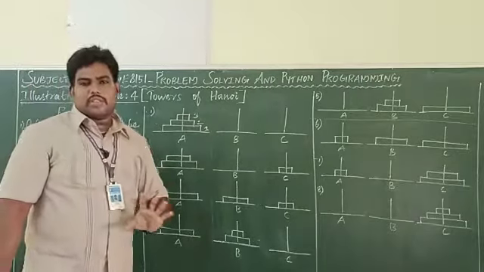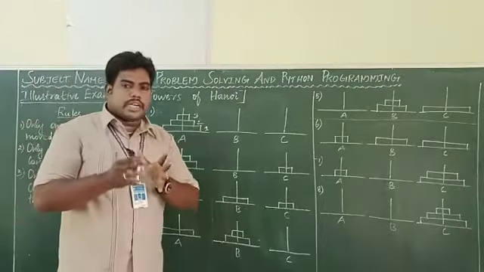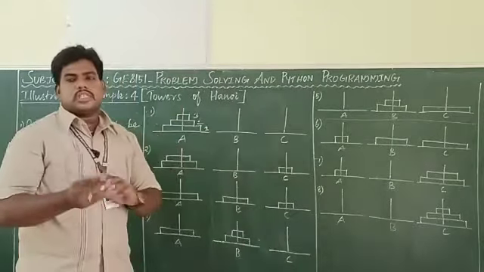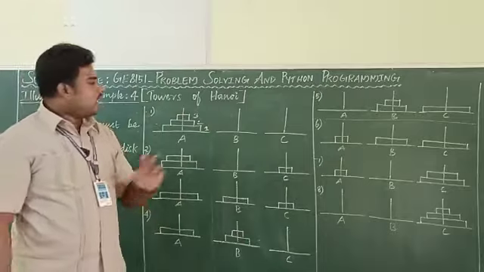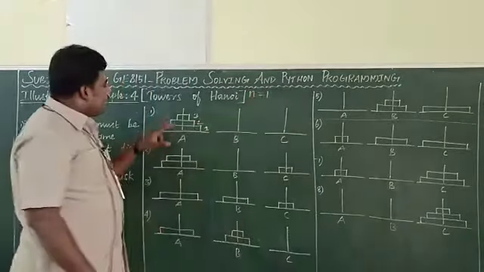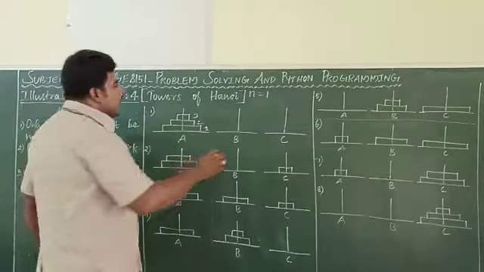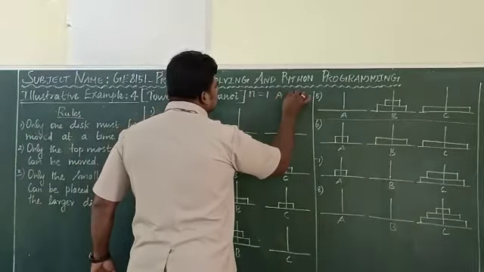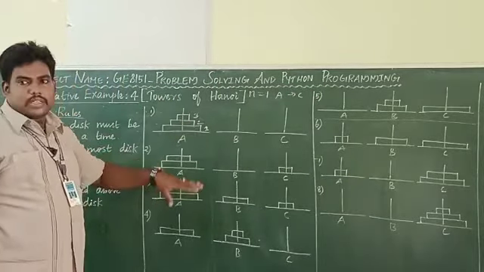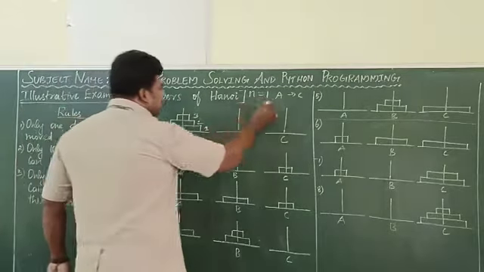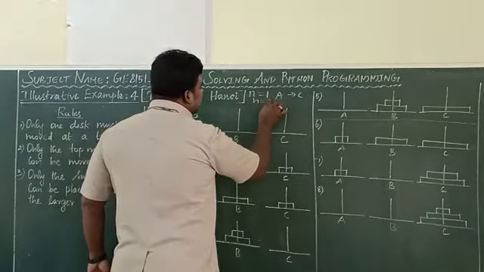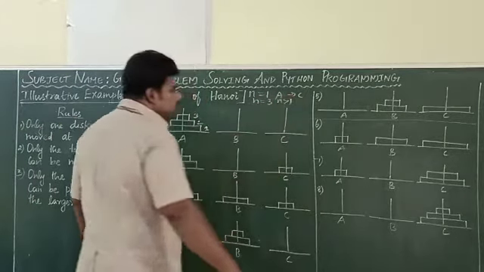Now I will say the conditions. Okay, remember these 4 conditions, so that you can do this problem correctly. Okay, the first one is if n equal to 1, that means if there is only one disc, you can directly move from A to C. Okay, if the n value is more than 1, for example, here the n value is 3, so n is greater than 1.